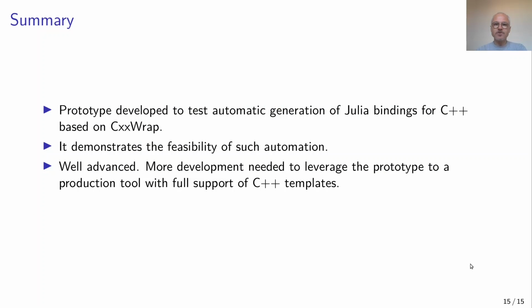So now it's time to sum up. I have presented to you a prototype which was developed to test automatic generation of Julia bindings for C++ based on CxxWrap. With this prototype, we have demonstrated the feasibility of such automation. The prototype is well advanced. More development is needed to leverage the prototype to production tools that will fully support the C++ templates.